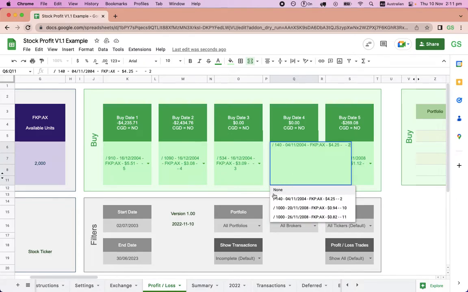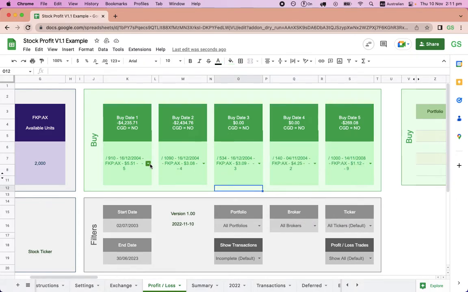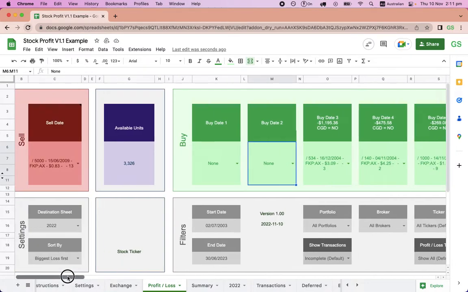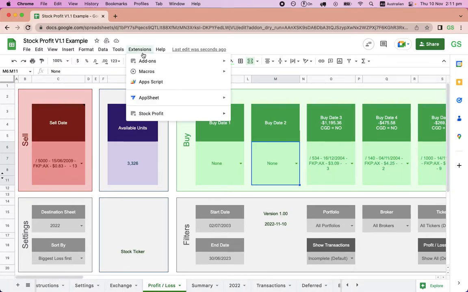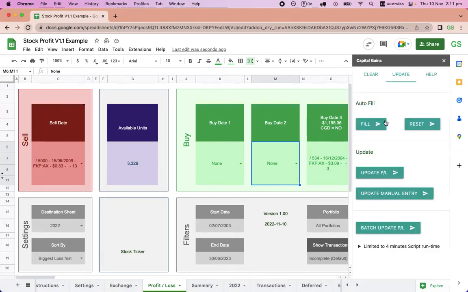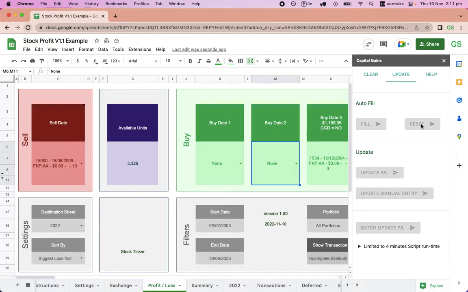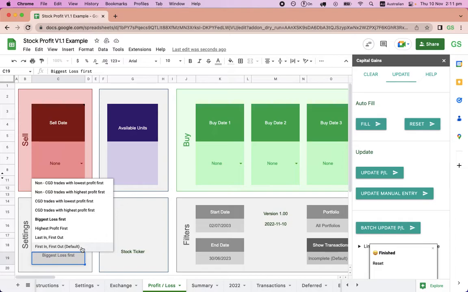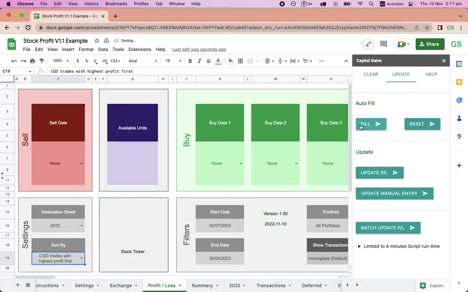Now, if I put these as nothing, so let's put these as nothing, then these get populated. Bring up the extension one more time. Let's reset the values and let's go to the capital gains with the highest profit first. So let's go here.